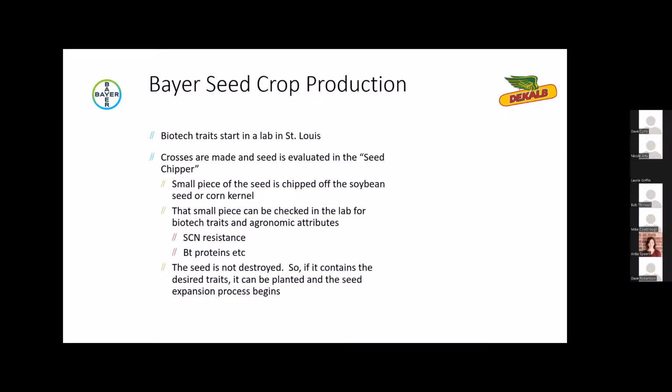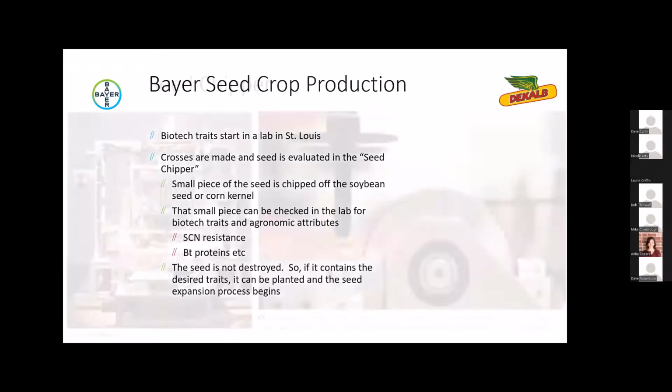So whether it's SCN resistance or different BT proteins that we're trying to create. And the really unique part about this is that the actual seed is not destroyed. So if the seed contains the desired traits, it can be planted, and that's where the seed expansion process begins.